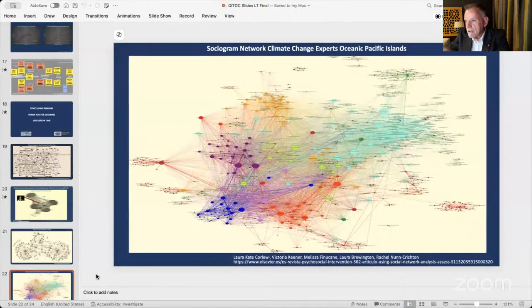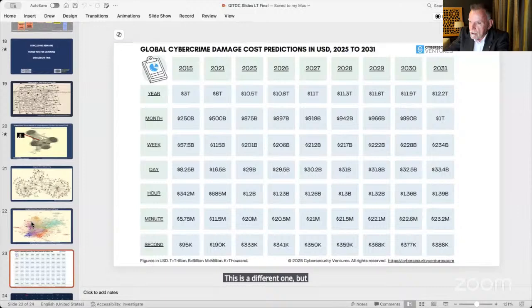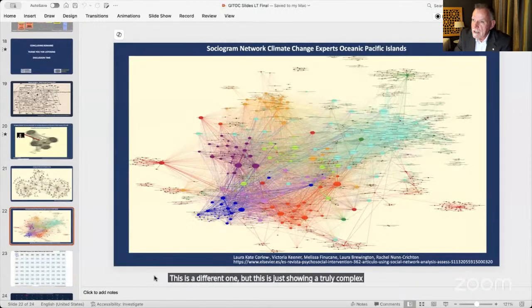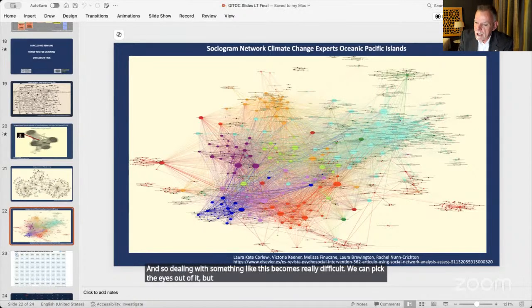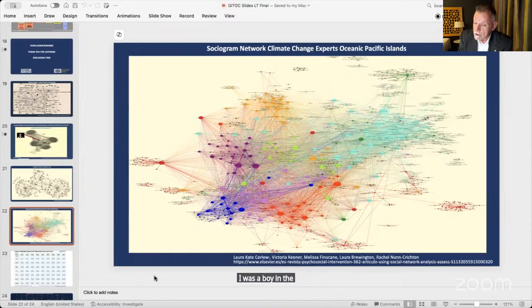This is a different one, but this is just showing a truly complex, organised network. And so dealing with something like this becomes really difficult. We can pick the eyes out of it, but they're constantly evolving, constantly changing. We've been involved in the war on drugs since the 1960s. I was a boy in the 1960s, and we're still involved in the war on drugs.